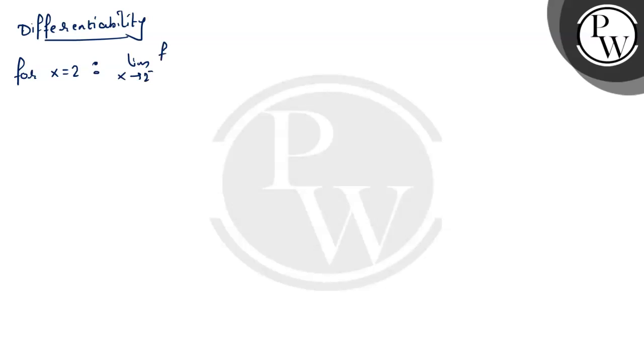Now let's check differentiability by definition. For x equals 2, we have to check whether the limit exists. So the limit as x tends to 2 minus of f(x) minus f(2) divided by x minus 2 is equal to, to the left of 2 the function is defined as x plus 1. So we have the limit as x tends to 2 minus of x plus 1 minus f(2), that is 3, divided by x minus 2. So this gives the limiting value 1.